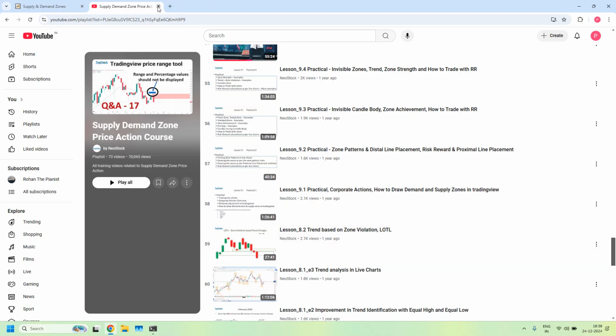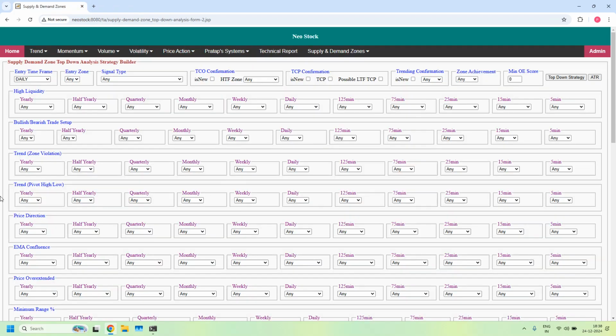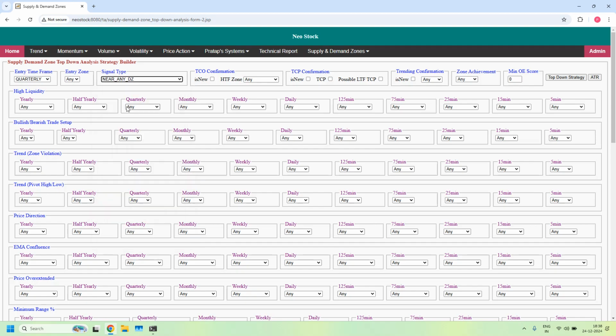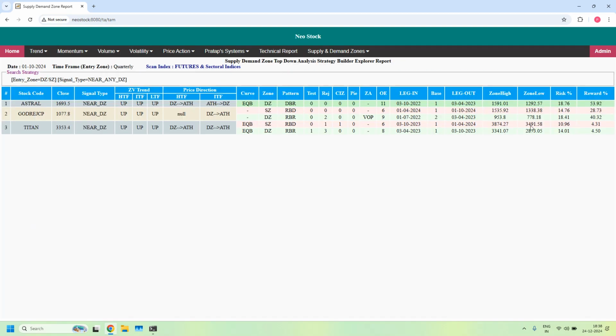Now let's get into the report generation. First, let us identify the stocks near demand and supply zones for different time frames, starting with quarterly time frame. So quarterly time frame, stocks near quarterly demand zone. We got 3 stocks.